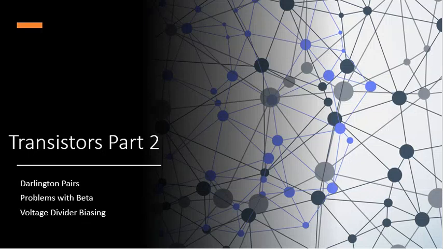Welcome back. This is Transistors Part 2. We're going to talk about Darlington Pairs, problems of beta, and voltage divider biasing.